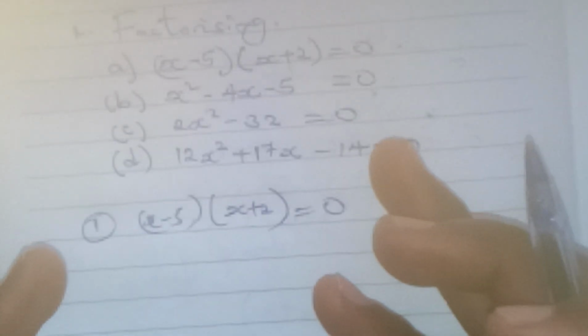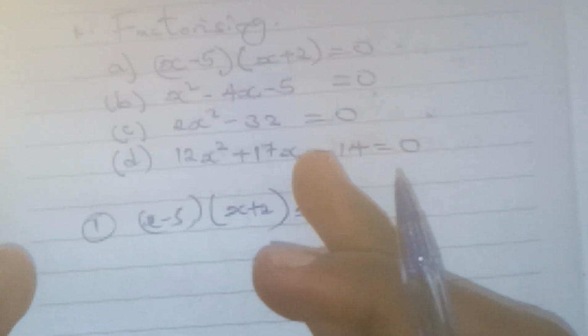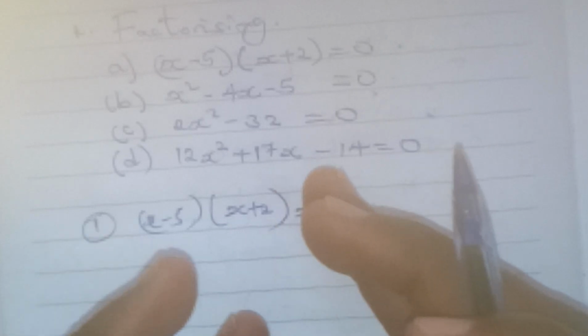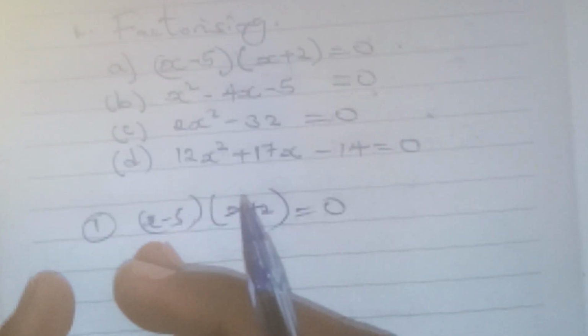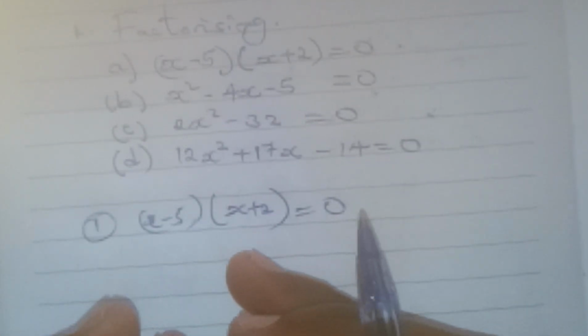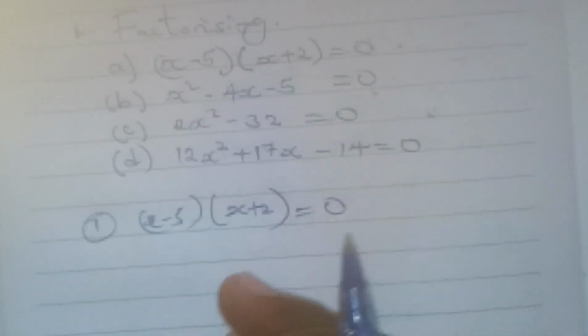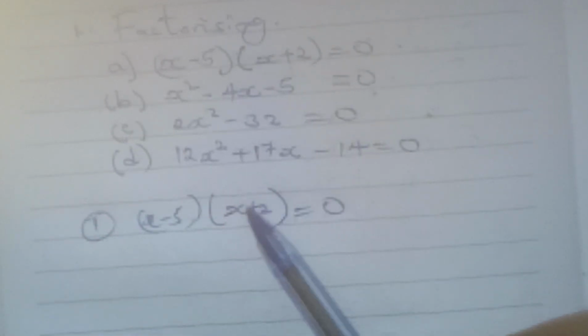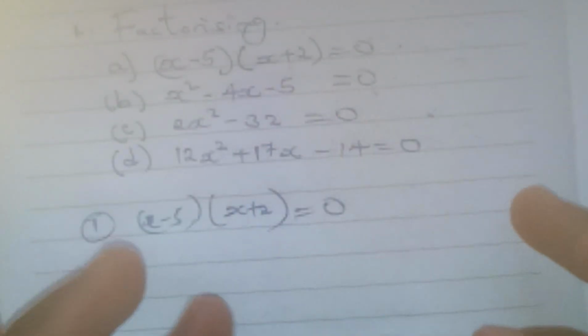You can only get a 0 if x minus 5 equals 0, or x plus 2 equals 0. So you get 0 if either of the brackets is actually 0. For the first case, that means we are going to assume either x minus 5 equals 0 or x plus 2 equals 0. Those are the only conditions that lead us to getting a 0.